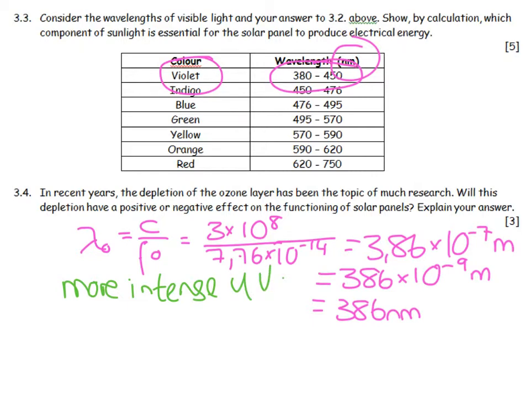More UV coming through. Therefore, more electrons released, and therefore more current. And that just means you've got more electricity. So that all needs to come through in the photoelectric effect.